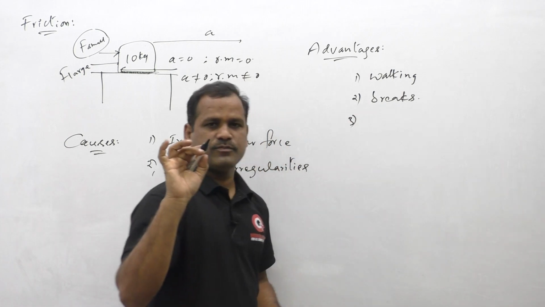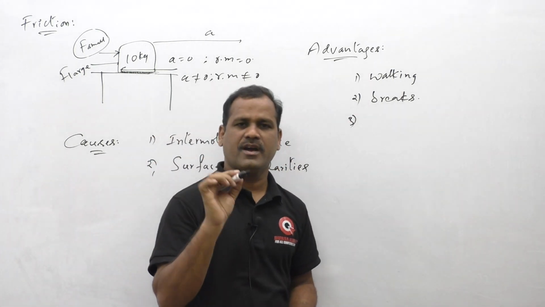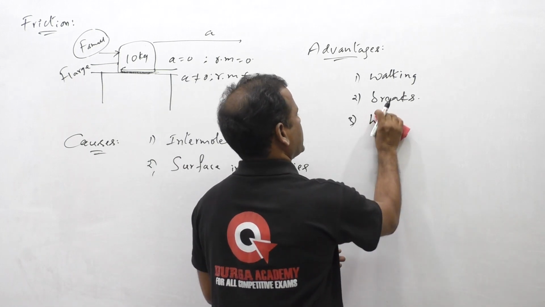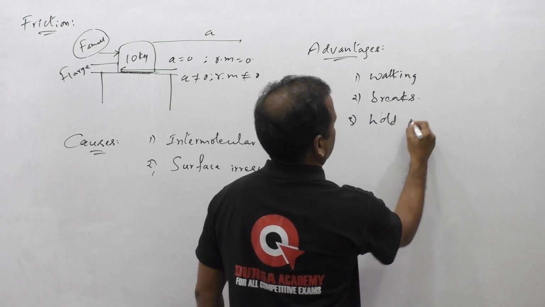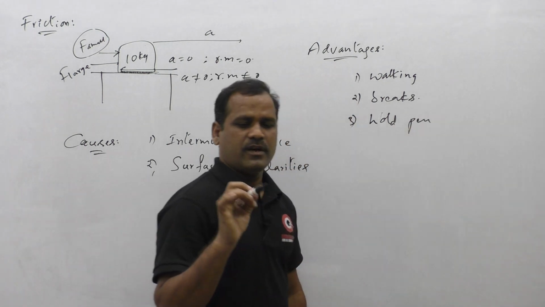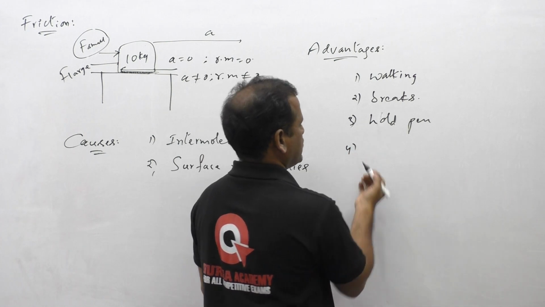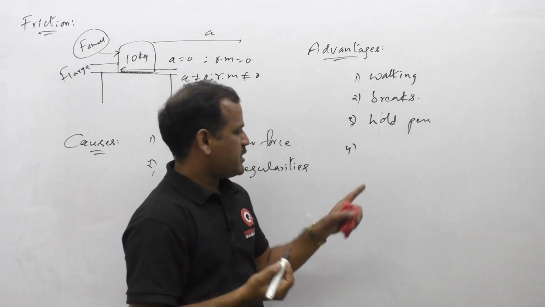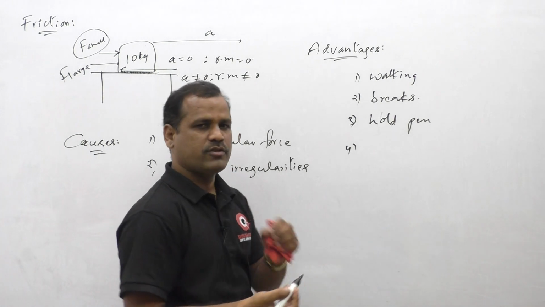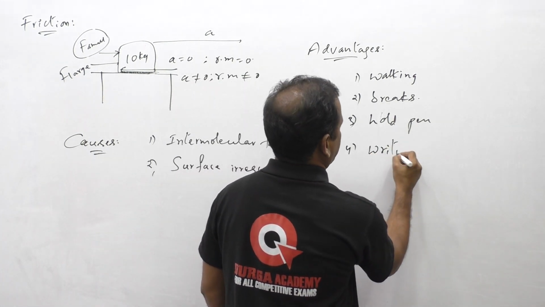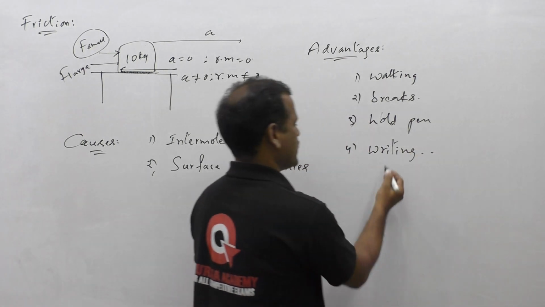I am holding this pen because of friction between my finger and pen. So to hold the pen we need friction between the pen and fingers. Similarly, for writing on this board we also need some friction between this pen and board. These two surfaces should have some friction to write properly. So writing is possible only because of friction, and so on.